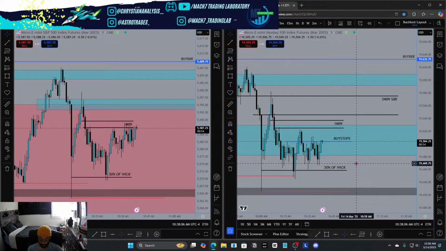Yeah, like I mentioned, I don't have any interest until she gets out of that current area that we are trading in, because she looks like a whole mess right now. Both of them.